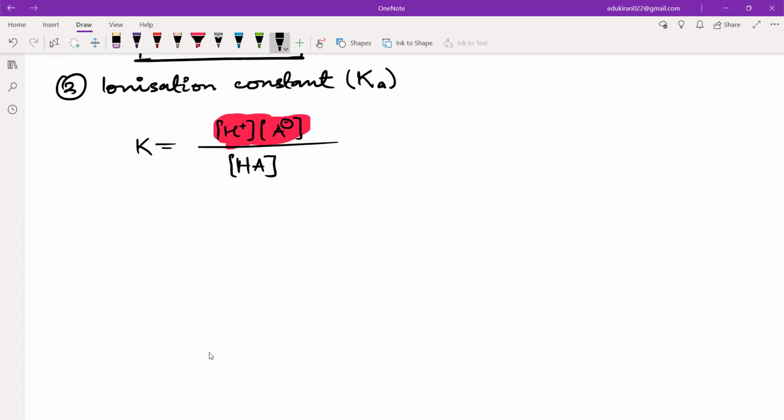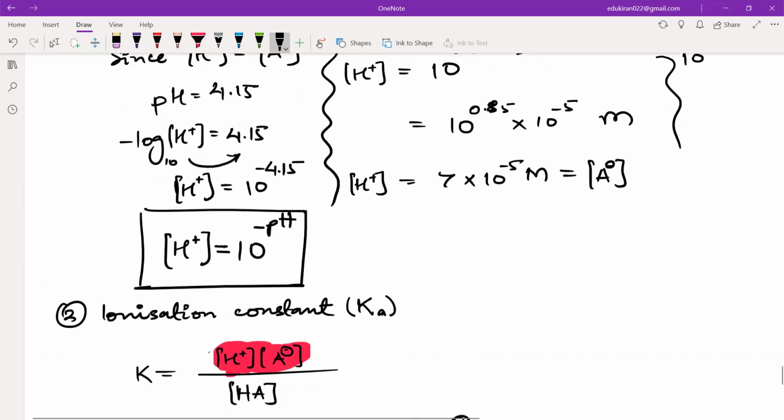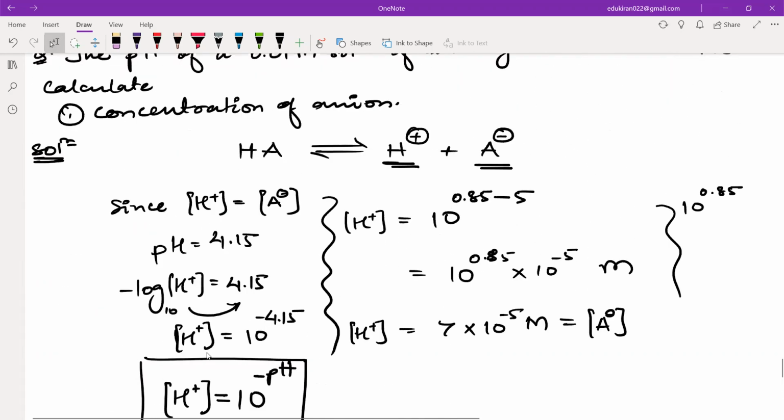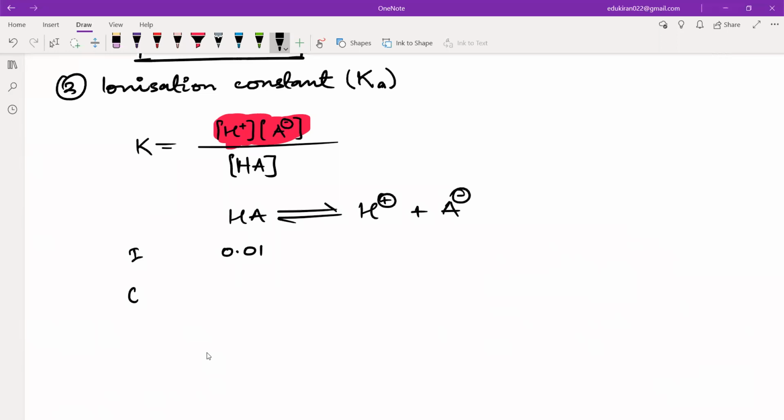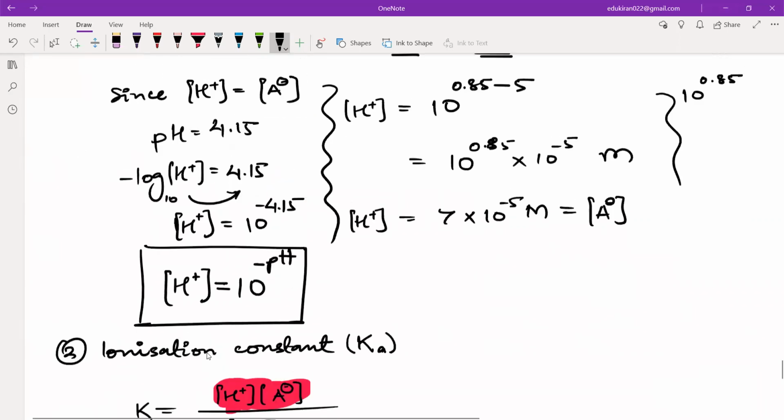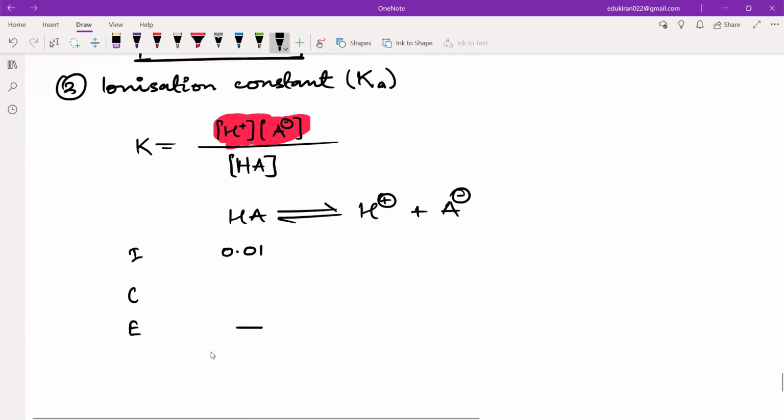Okay, now see. We have HA in equilibrium with H plus plus A negative, right? So the initial concentration is given now. Initial concentration is how much? 0.01 molar for HA, right? There is some change happening. We don't know the equilibrium concentration here. What is the equilibrium concentration for H plus? 7 into 10 to the power minus 5. And here it is also 7 into 10 to the power minus 5, right?